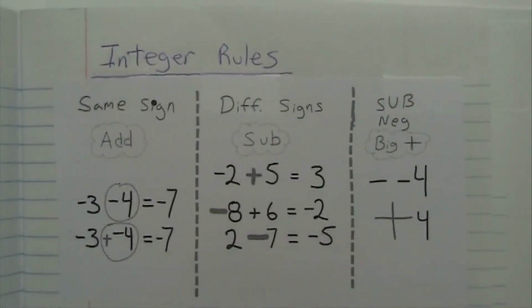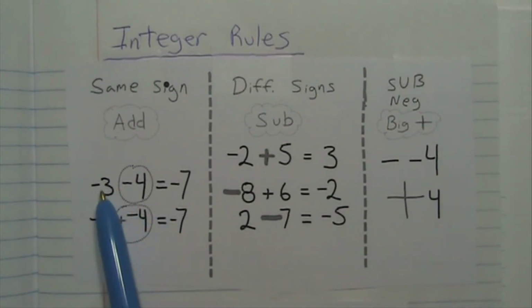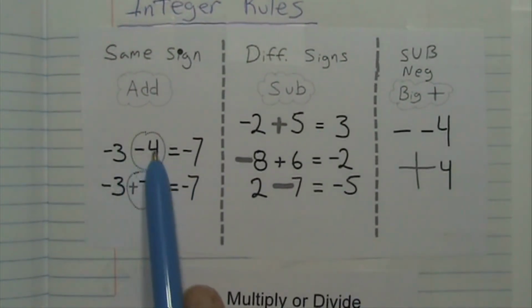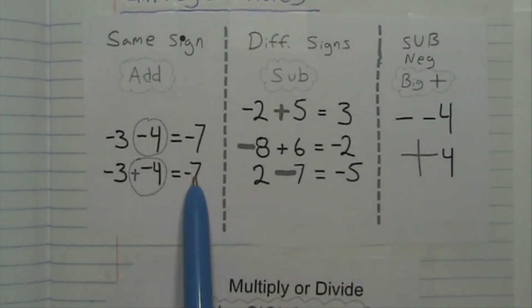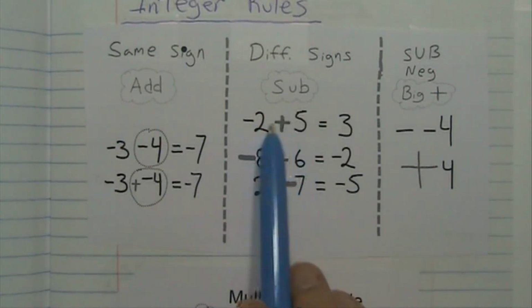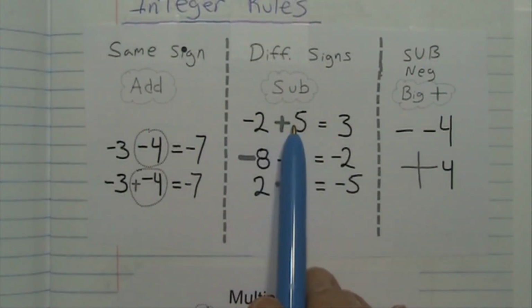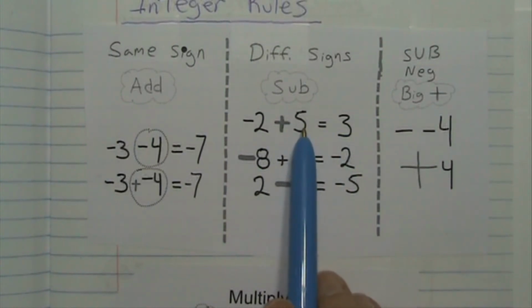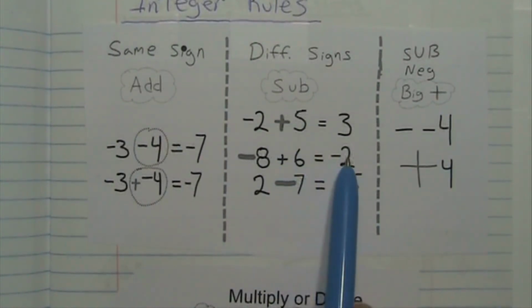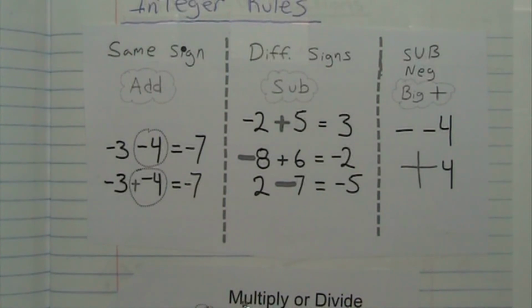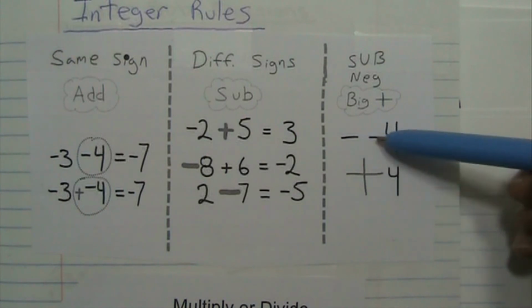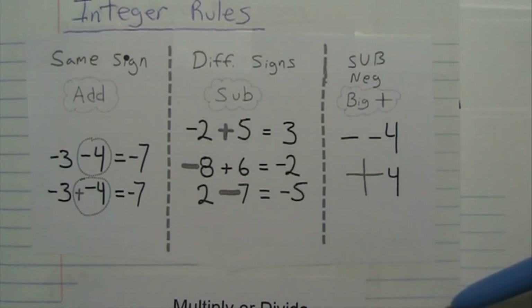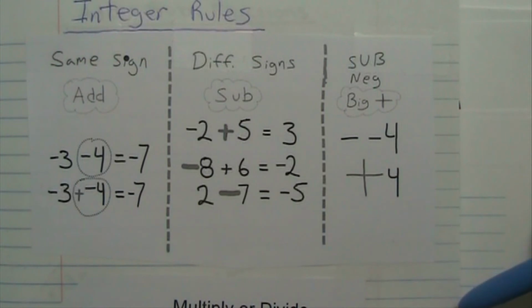Real quick, integer rules. Minus 4 is the same thing as adding negative 4. And if they're the same sign, you just add them up. If they're different signs, such as this, you would just subtract them. 5 take away 2 is 3, there's more positive. 8 take away 6 is 2, there's more negative, so it's negative. And then one thing I always remember is when I'm subtracting a negative, it's like a big plus. It's actually adding 4 instead of minusing negative 4. And that's how I remember it.